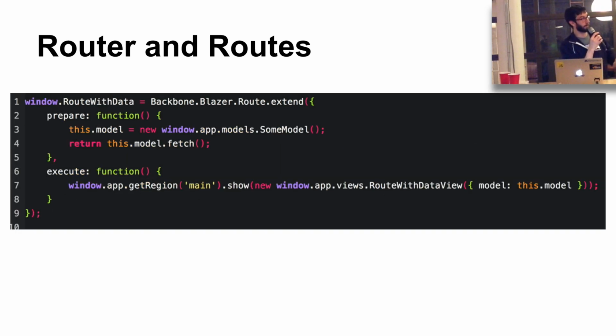So this is what a route might look like. There's a prepare function. This is basically the code that was in our before render method. That code's never going to go away, but it's also never going to get more interesting than that. And then when that returns a promise, if it succeeds, it's going to call this execute method, which is just going to do the rendering of the view for us. So that's pretty much it.